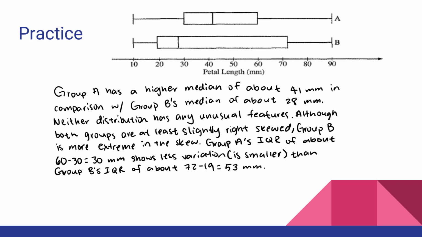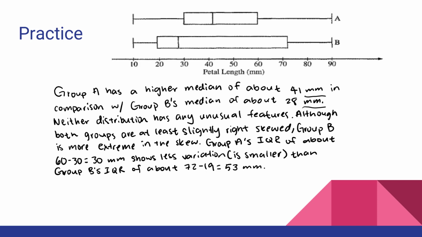We're going to first compare the centers. So group A has a higher median of about 41 millimeters in comparison with group B's median of about 28 millimeters. Note that I'm including the units for increased context. And if you wanted to go further, you could also say group A has a higher median petal length of about 41 millimeters in comparison with group B's median petal length of about 28 millimeters.